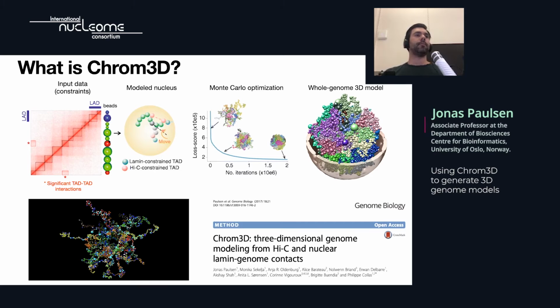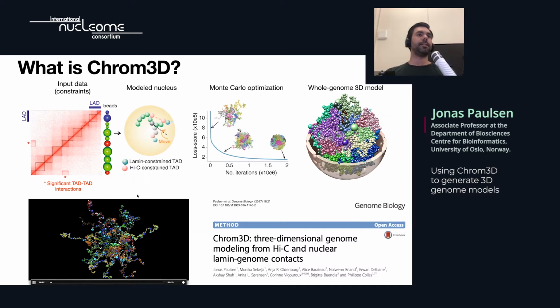Between the TADs or the beads, we will be able to define various restraints. So we can, for example, define interactions between beads based on the Hi-C data that you can see here, based on significant interactions between these TADs. We will also be able to define beads associated with LADs that should be restrained towards the nuclear periphery. So Chrom3D actually sets up a model of the nucleus, and the chromosomes will be confined within this model of the nucleus.